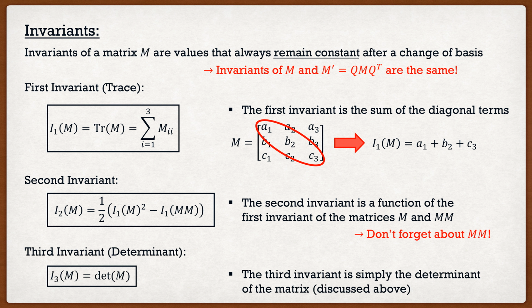Now finally, the third invariant is actually one that we've already talked about, and that is the determinant. So the third invariant, I3 of M, is simply just the determinant of M, and we've already discussed how to calculate that. So overall, invariants, they're not too bad. The first one, very simple. The third one, again, very simple. The only real trick comes into that second invariant with the matrix MM.